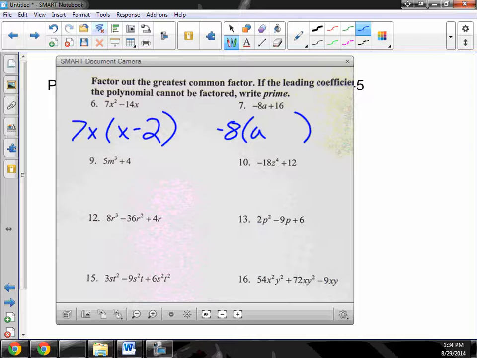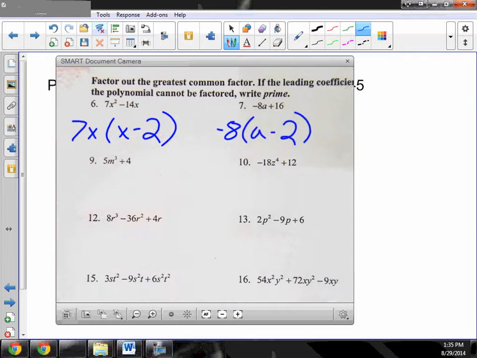Well, a positive is really just two negatives. So a positive 16 is kind of like negative 16. If I take one of those out and an 8, I have a negative and a 2 left over. So whenever you pull out a negative, that will change every sign that follows. Okay?